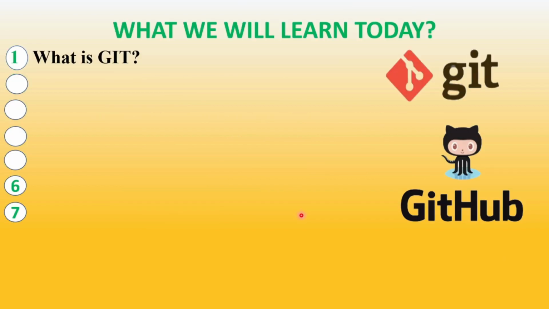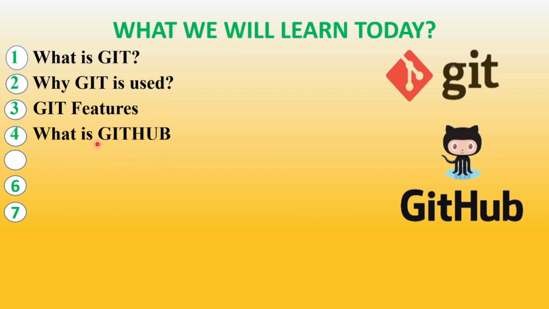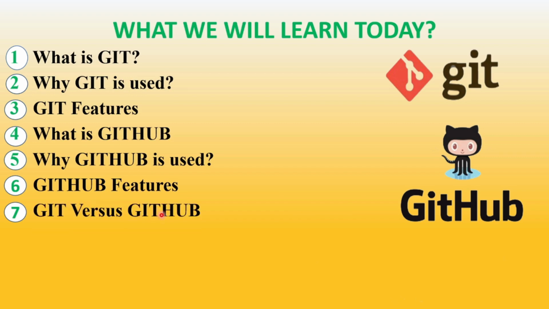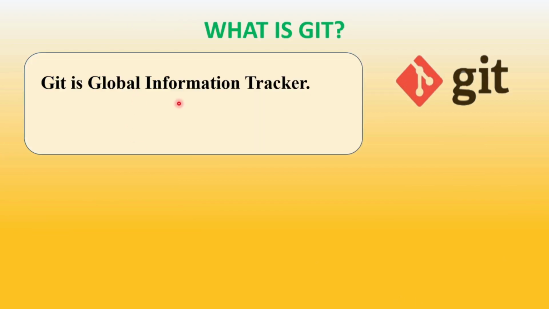So what we learn today: what is Git, why Git is used, Git features, what is GitHub, why GitHub is used, what are GitHub features, and lastly we'll see Git versus GitHub. So Git is a global information tracker. This is the full form of Git. Git is the version control tool. Now why it is called a version control tool and what is version control, that we'll see.